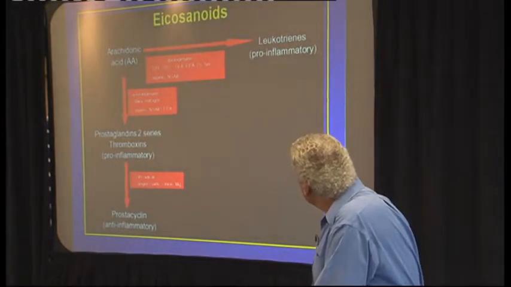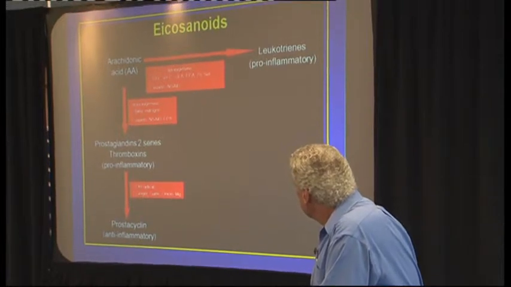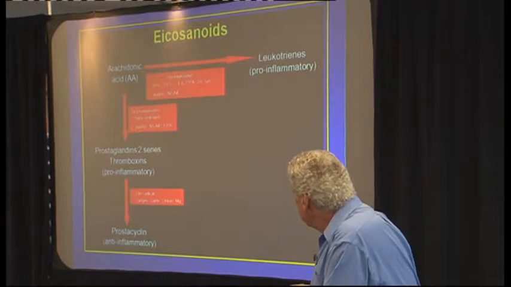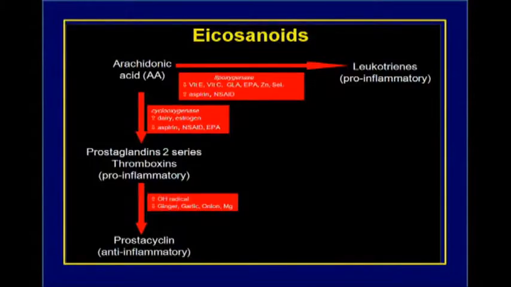If we have arachidonic acid making prostaglandins 2, we can go on to make prostacyclin, which is anti-inflammatory. What helps to thin the blood when it gets too thick is ginger, garlic, onions, and magnesium. Prostaglandins 2 is pro-inflammatory and leads towards clotting of the blood. We need to break those clottings down to make them anti-inflammatory.